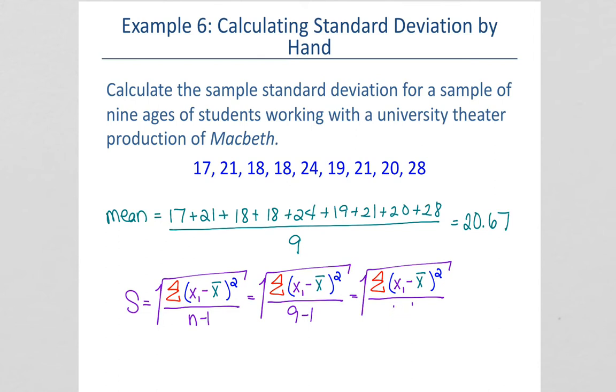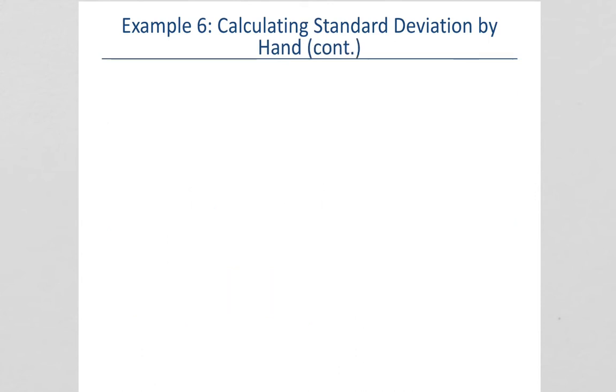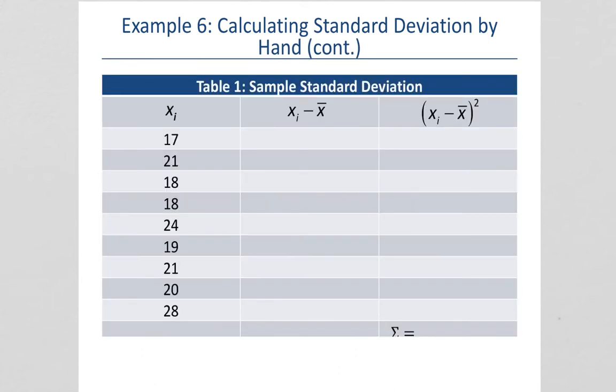So on the bottom here, don't you love copy and paste? Or I do anyway, is 8. But the rest of it is a process. And we're going to use this table to walk us through the process. So what we do is we take each data value and we subtract the mean, which was 20.67.